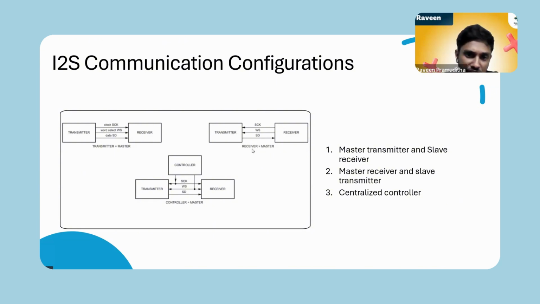In this configuration the receiver is working as the master, so the transmitter is working as the slave. Here the receiver controls all the clock signals and word selection bits, and it can control the direction of the data transmission.